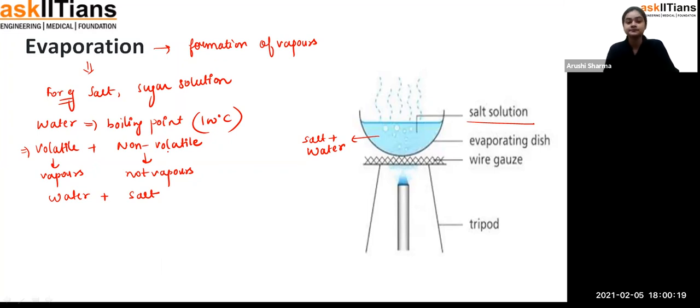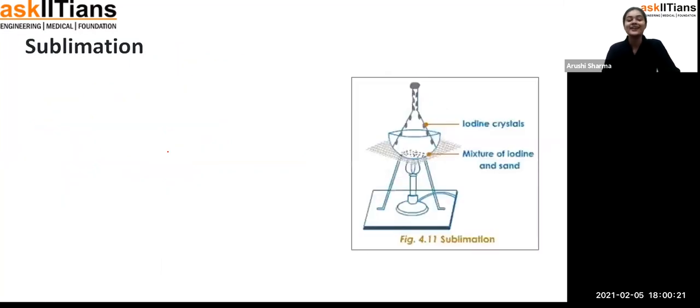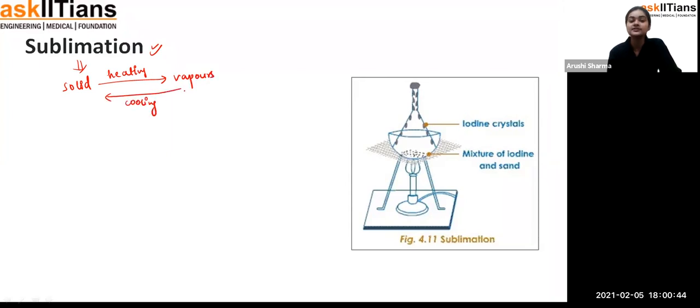Fine? Good. Now if we talk about sublimation, students, it is also a process in which solid substances, on heating, directly convert into vapor. And the same thing also, if you cool those vapors, they convert into solid. So that is called the sublimation process, students. Okay.